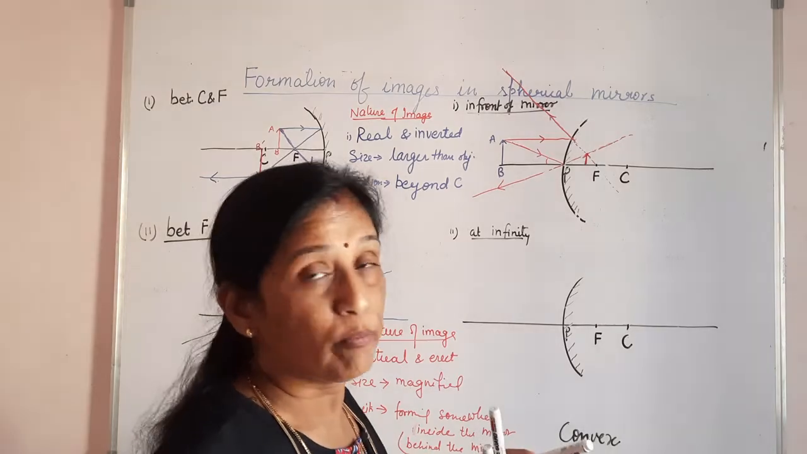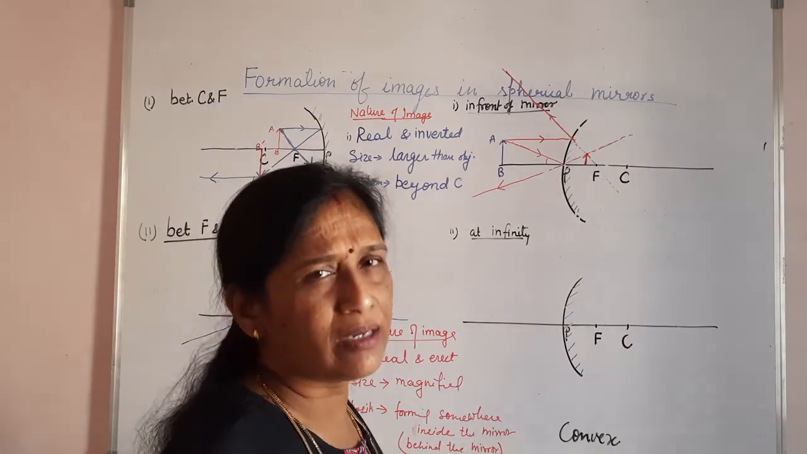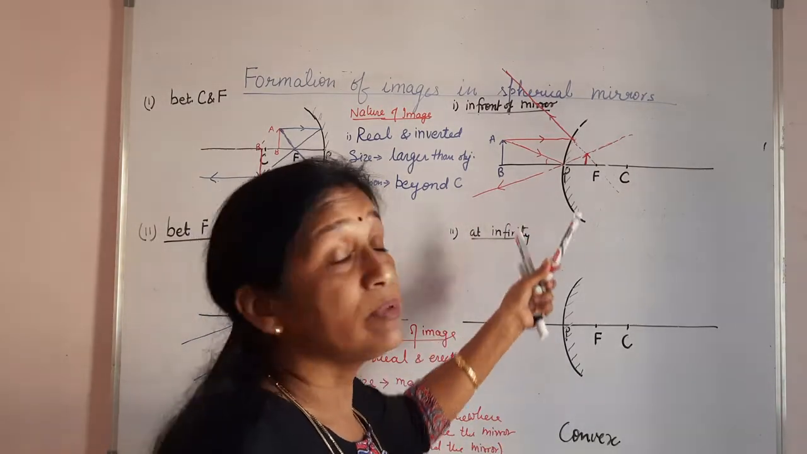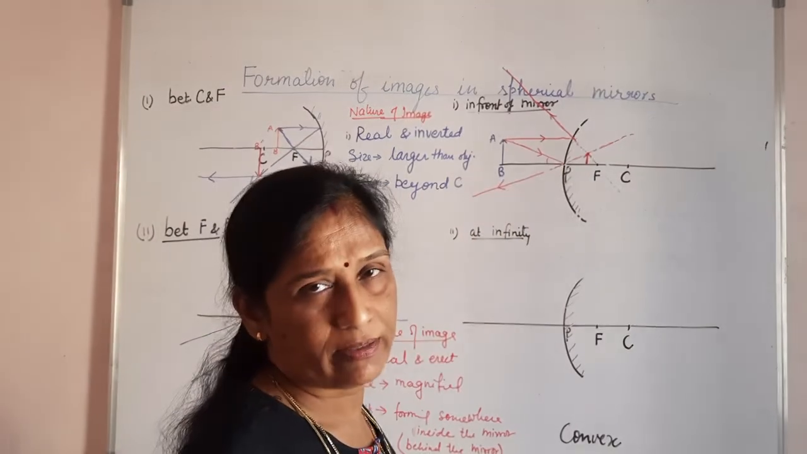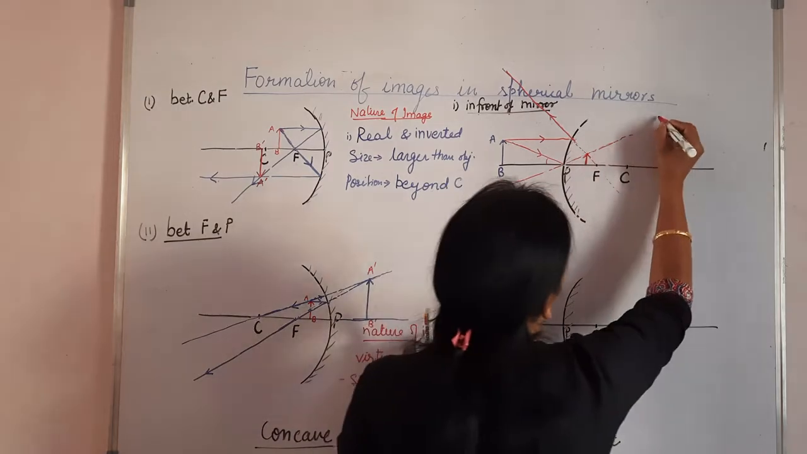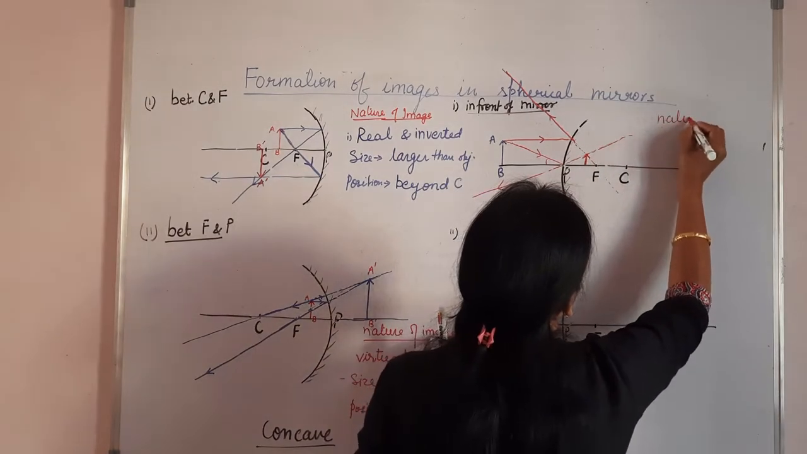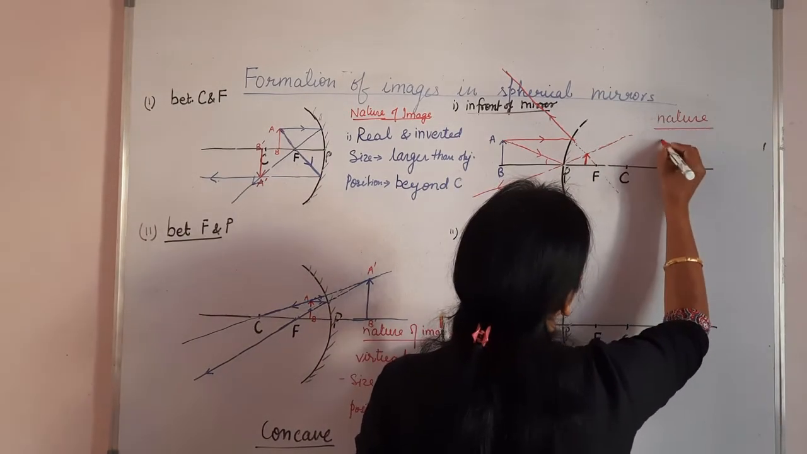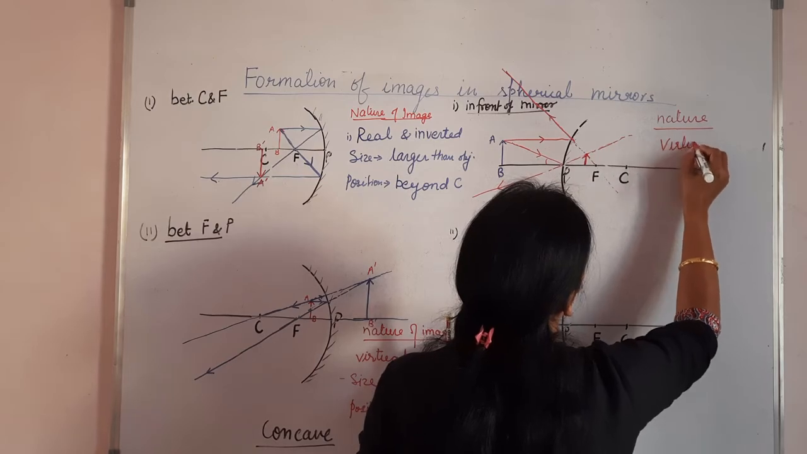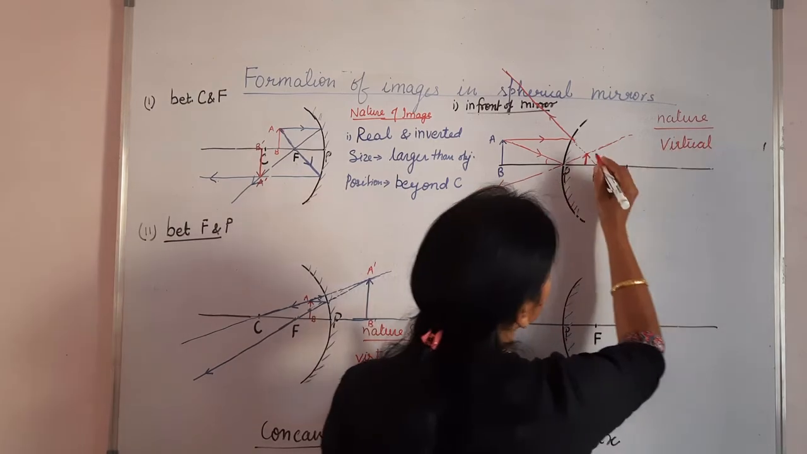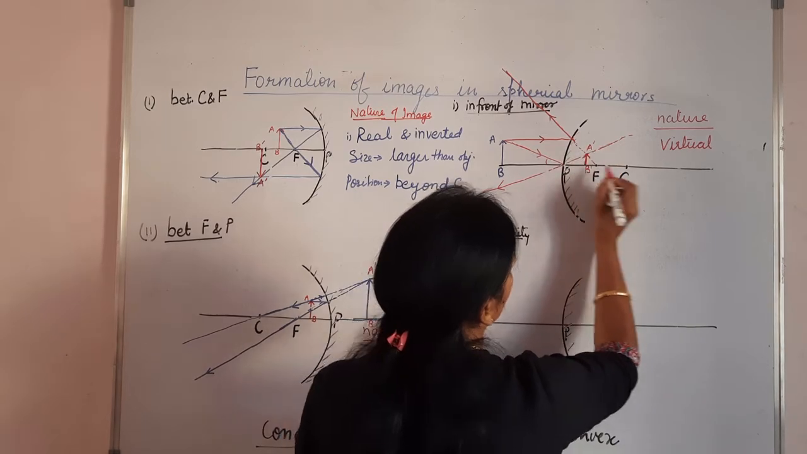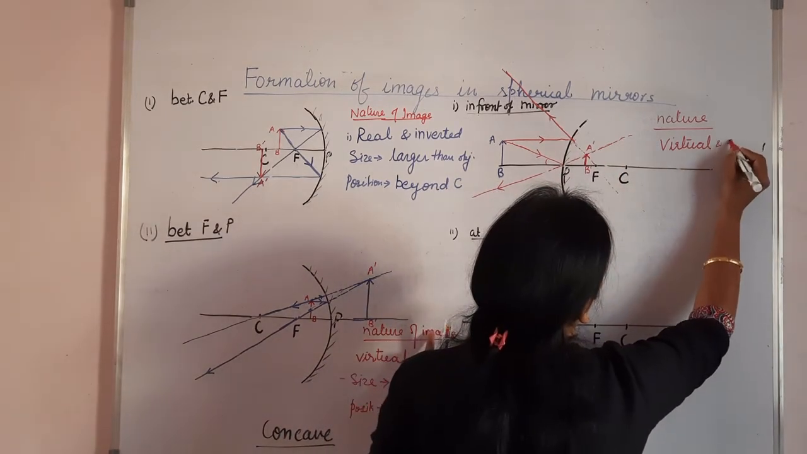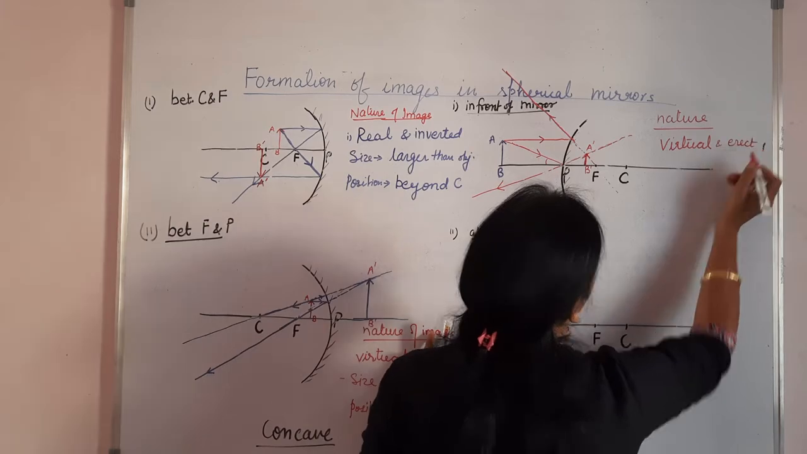अगेन इट कैन नॉट बी ऑब्टेन्ड ऑन स्क्रीन. स्क्रीन हम कहाँ रख सकते हैं? हम स्क्रीन जो है मिरर के सामने रख सकते हैं. ये तो मिरर के अंदर कहीं है, यू कैन नॉट प्लेस. ठीक है, सो अगेन इफ आई राइट द नेचर ऑफ इमेज हियर, इट इज वर्चुअल, and virtual is always erect. See, this is A dash and this is B dash. Okay, virtual and erect.